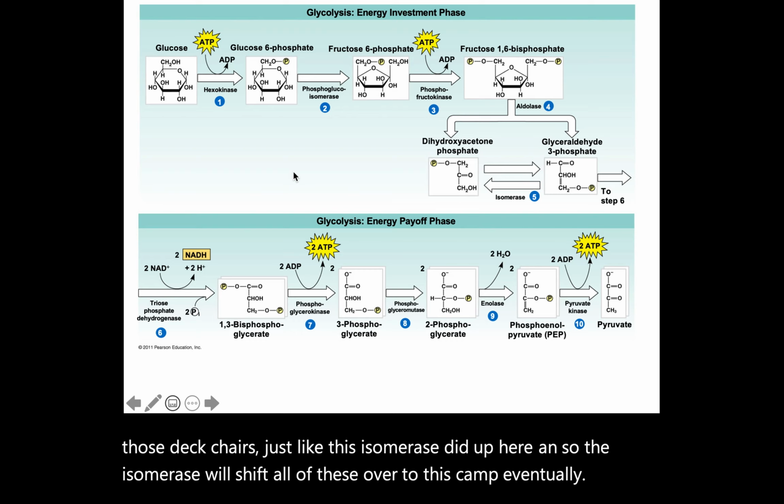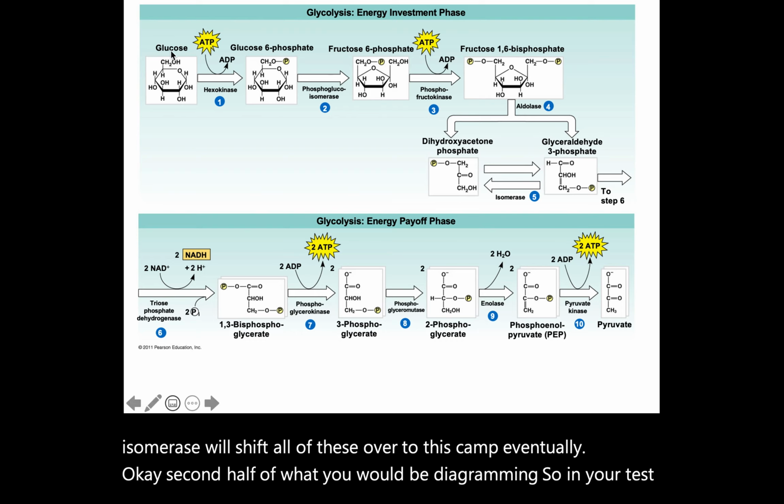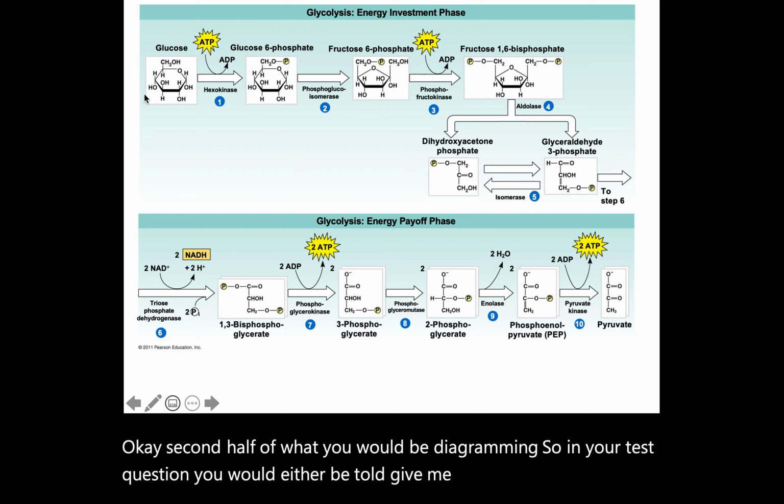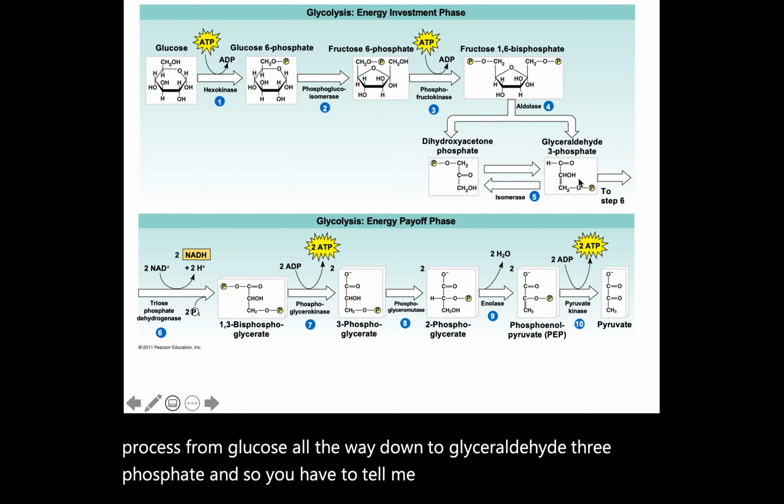Okay, second half of what you would be diagramming. So in your test question, you would either be told, give me the first half of the process from glucose all the way down to glyceraldehyde 3-phosphate. And so you'd have to tell me about DHAP turning into that. But basically it's just what we covered.